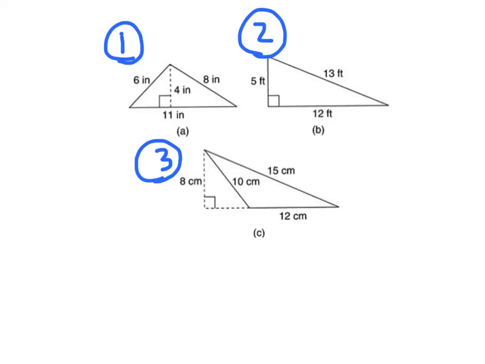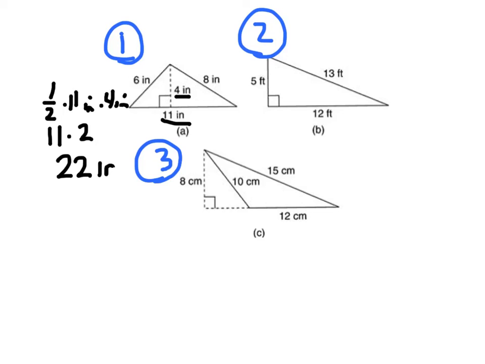Welcome back from pausing the video. For problem number 1, the base is 11 and the height is 4. So 1/2 of 11 inches times 4 inches. In this case, I'm going to choose to go 1/2 times 4 because that will give me an even number, which is 2. And then I'll multiply by 11. So 11 times 2 equals 22, and it's going to be squared inches.